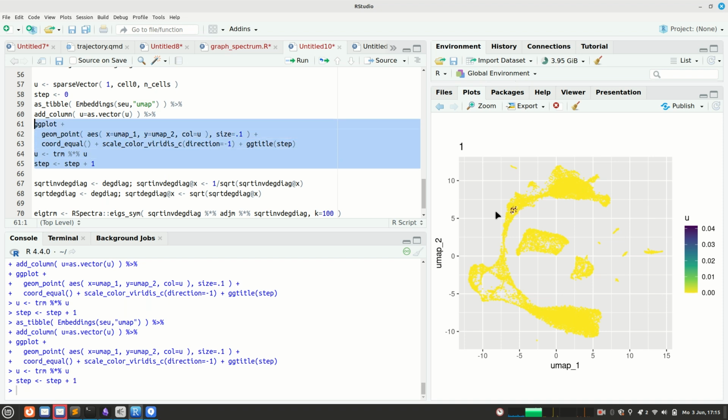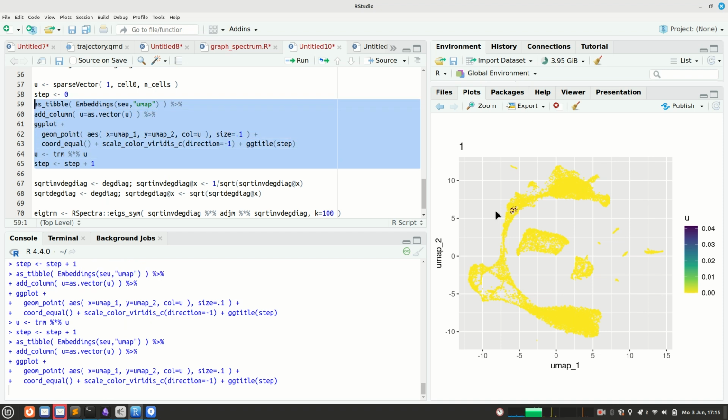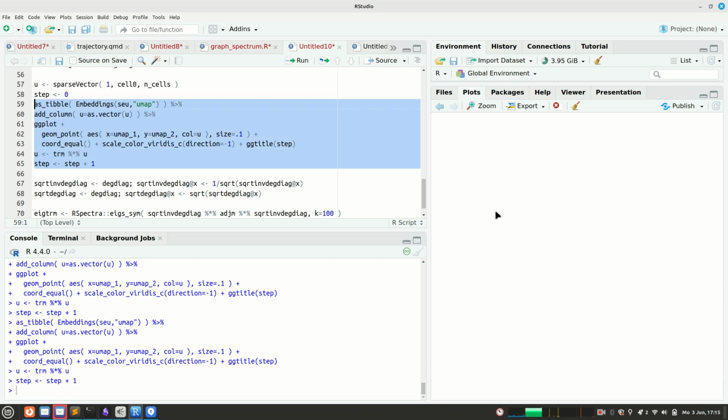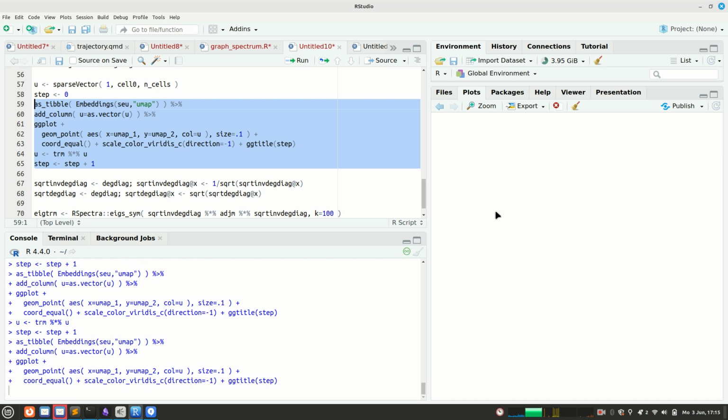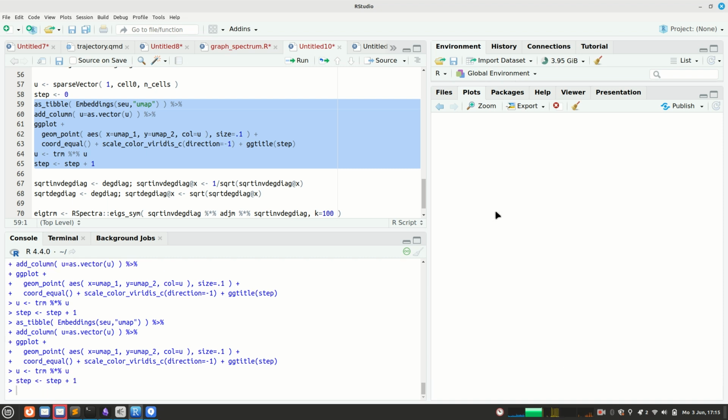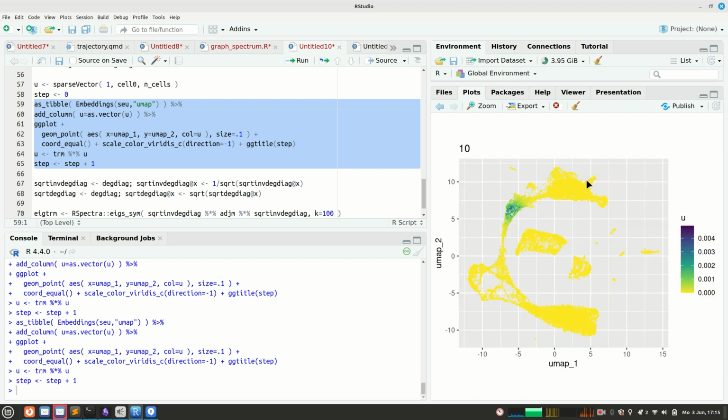Here I always calculate with my step variable how often I've done that, so you can see a bit how this now spreads. 3 steps, 4 steps, 5 steps, 6 steps, 7 steps. You can see here really the typical diffusion process where you put a piece of ink onto a piece of blotting paper and it spreads out.